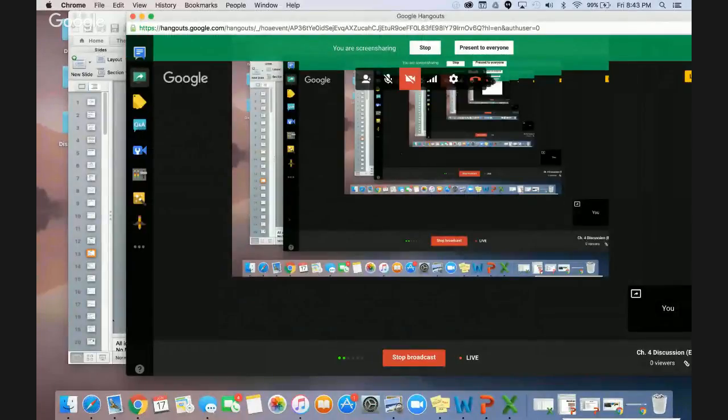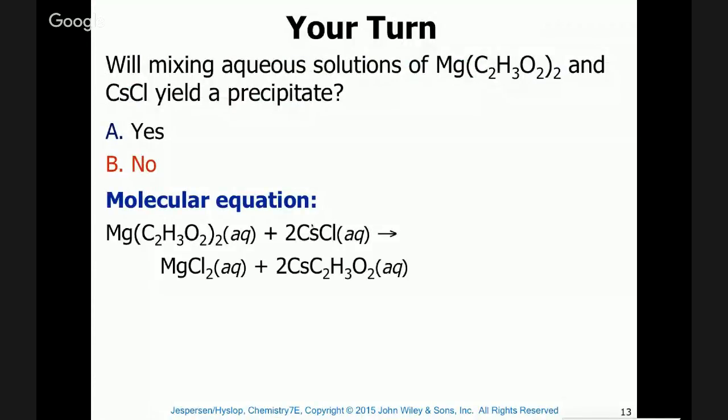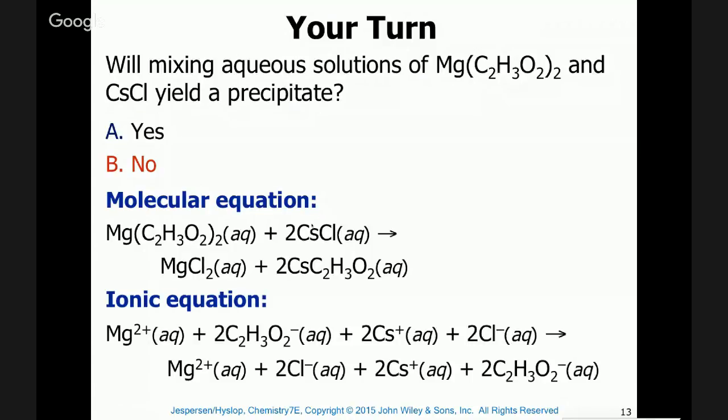I'll hide that real quick so that it's not in the way. So write out our molecular equation. We have magnesium and cesium switching places. I think there were some problems in this one, but when you see your molecular equation turning into your ionic equation, you can see what cancels out. You can see there's no solid forming. Let's see. Yes, that's right.